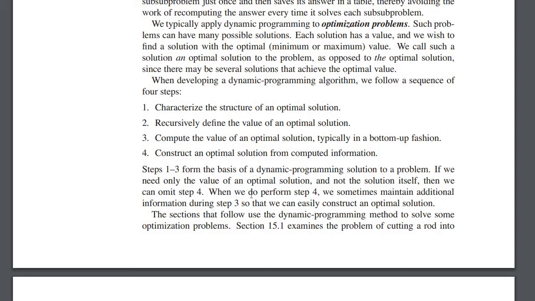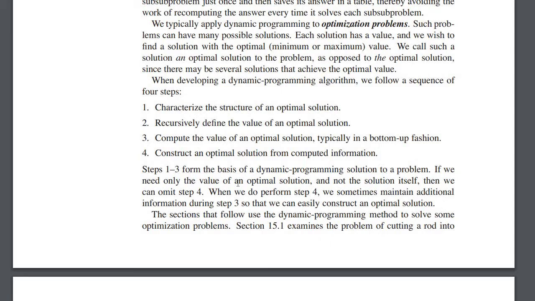We need to have a recursive solution which defines the value of the optimal solution. We need to compute the value of the optimal solution, typically in a bottom-up fashion. So we need to create a tree which can be traversed in a bottom-up fashion to identify the optimal solution. And finally, we need to construct an optimal solution from the computed information. So these are the basic steps in which we need to establish a dynamic programming algorithm.